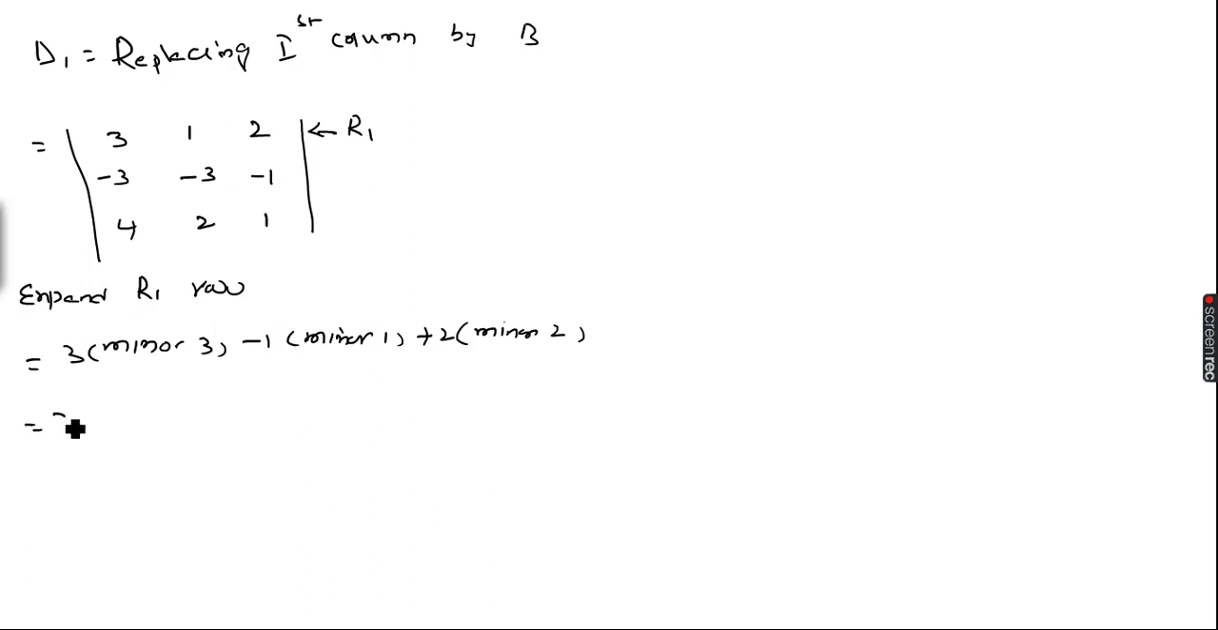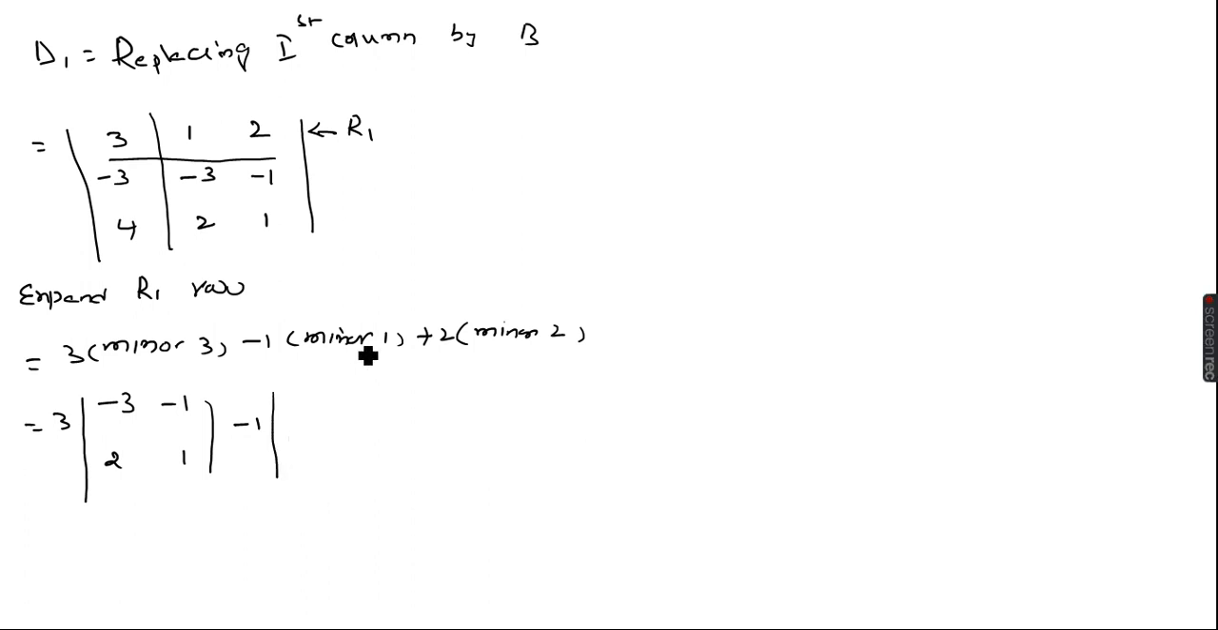So therefore we get 3 into, what is the minor? The minor is nothing but deleting the corresponding row and column. What is the position of this one? First row, first column. We remove the first row, first column. What we get is minus 3, minus 1, 2, 1.